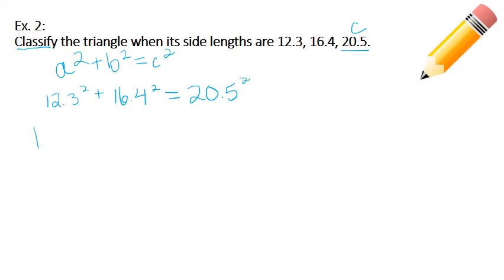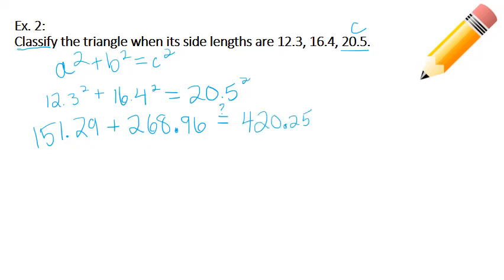12.3 squared is 151.29, plus 16.4 squared is 268.96. And then that is maybe equal to, we're going to see, is that equal to 20.5 squared, which is 420.25. Okay, so we have 151.29 plus 268.96. Is that equal to 420.25?